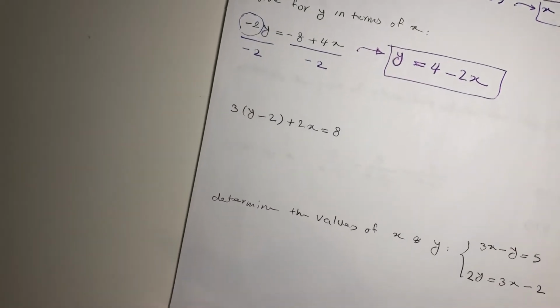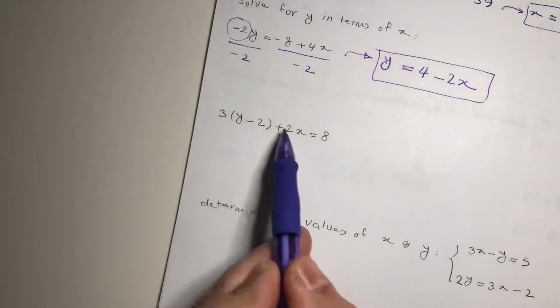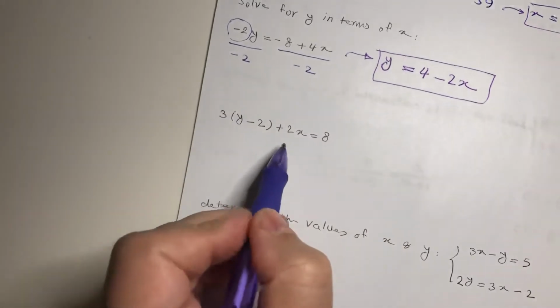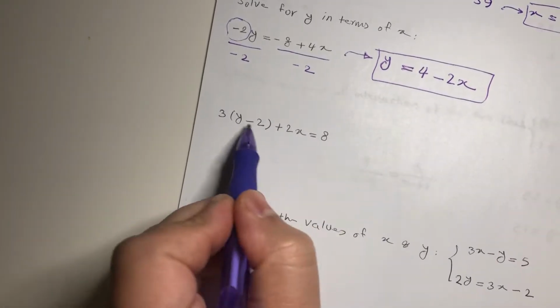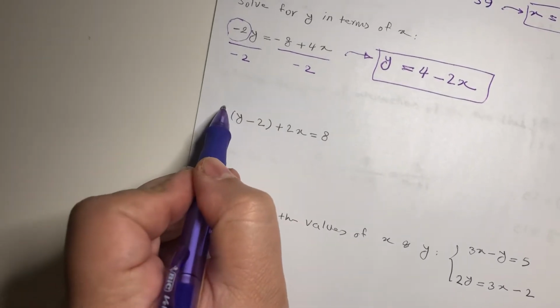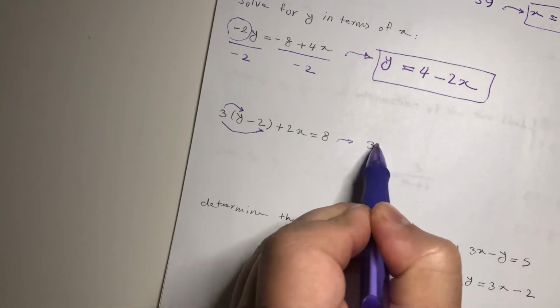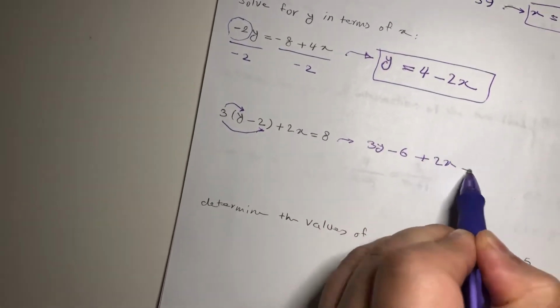Next example. Here again we want to find y in terms of x, right? The first thing we can do here is to simplify this equation further. That means we can distribute this multiplication here. Then we have 3y minus 6 plus 2x is 8.